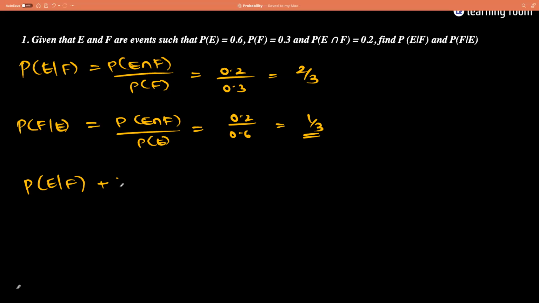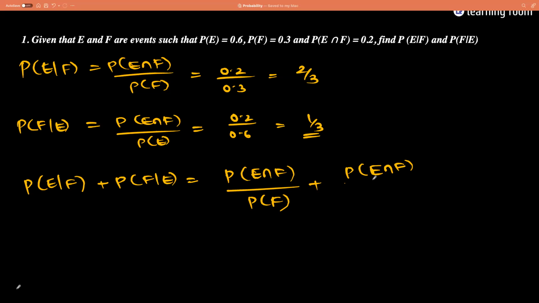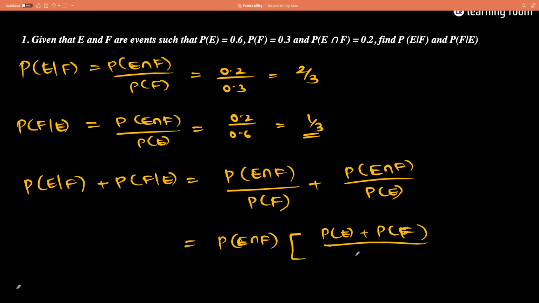Probability of E given F plus probability of F given E is equal to probability of E intersection F divided by probability of F, right? Plus probability of E intersection F divided by probability of E. Am I right? Yes, sir. So what is the LCM you are going to take? Probability of E intersection F will come out. So what are you left out with? Probability of E plus probability of F divided by probability of E into probability of F.